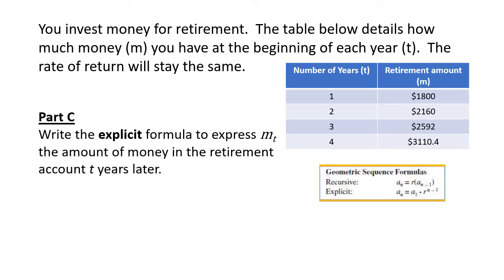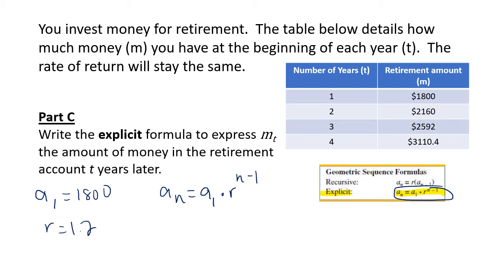We need the same starting information that we used in our recursive rule. So a sub 1 was 1800. My r is 1.2. Nothing is changing. And now I'm just using a different formula. A sub n equals a sub 1 times r to the n minus 1.